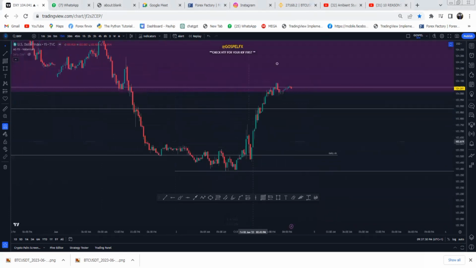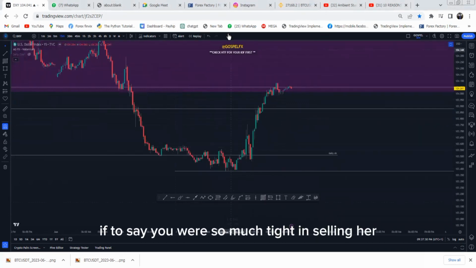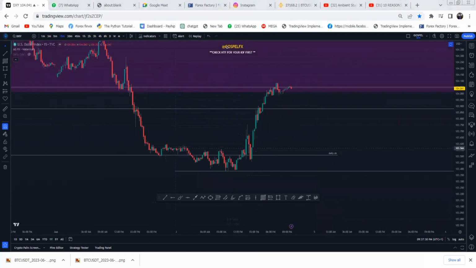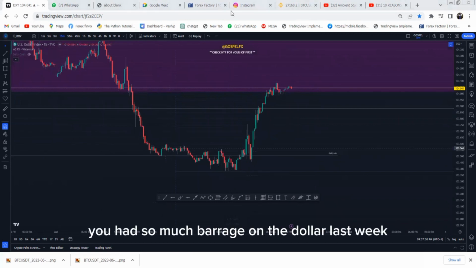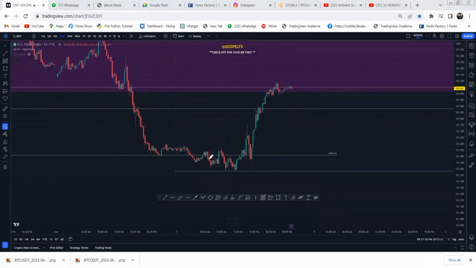Like for example, if you were so much tight in selling here, you were so much bearish on the dollar last week, to an extent that price was giving you a break of structure here, you will not actually want to accept this as a break of structure if you were not flexible enough, right?